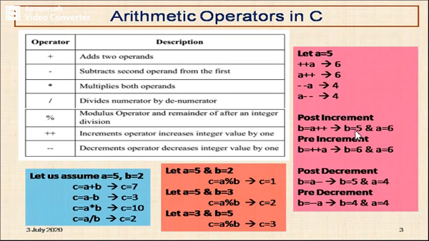Value of B is 5 because A is first assigned. After the assignment, the increment operation is performed. Okay, so B is equal to 5, A is equal to 6. Hope you understood. Post increment.